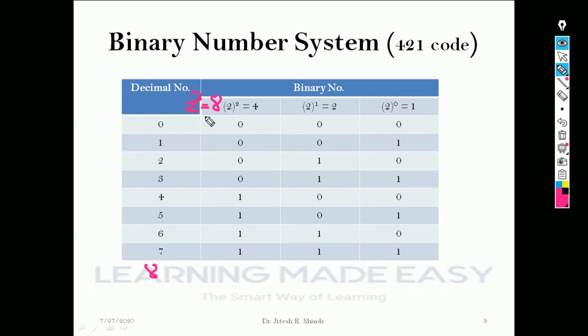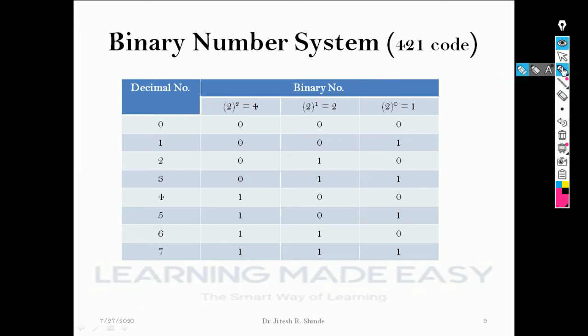If you write this 8 here, it will not be a 421 code. It will be a new code. We will call it the 8421 code. So 8 we can write as 1000. Suppose I want to write 10. So 10 will be 8 plus 2, 10. Corresponding to 8 I write 1, and corresponding to 2 I write 1. Since 4 and 1 have not been involved in the addition, I write 0 here. So the decimal 10's equivalent in binary is 1010.